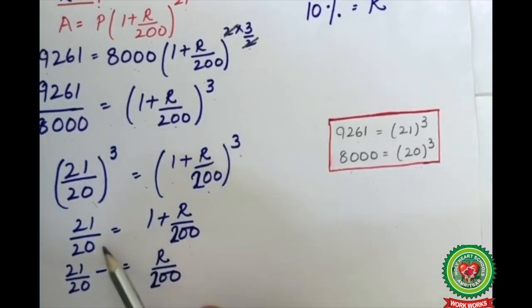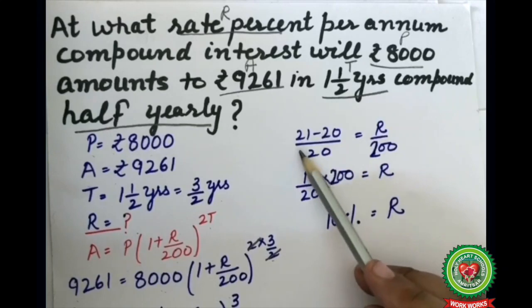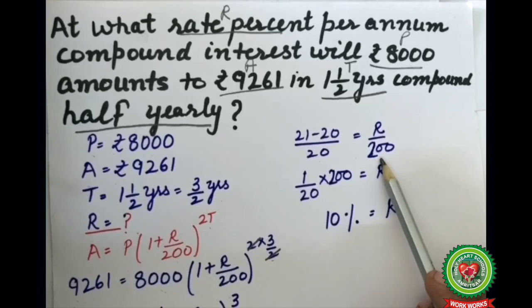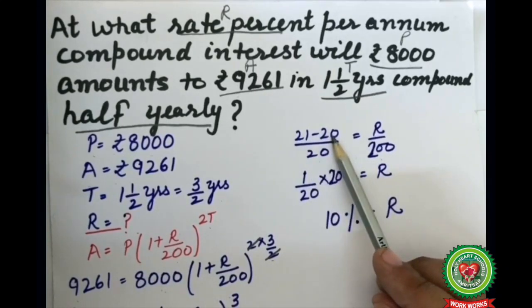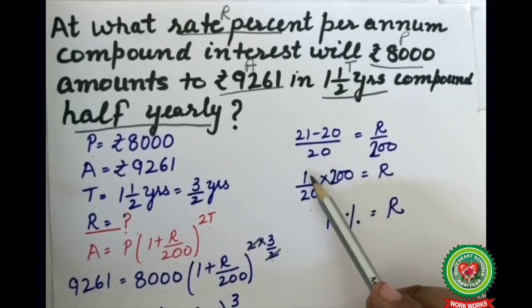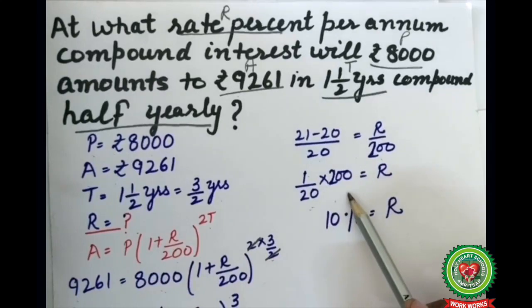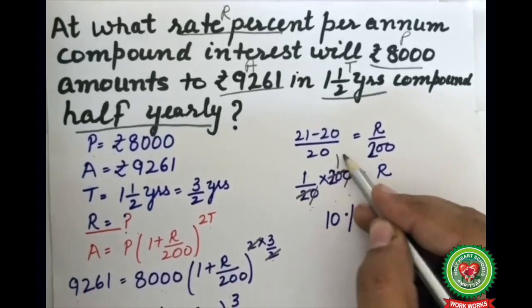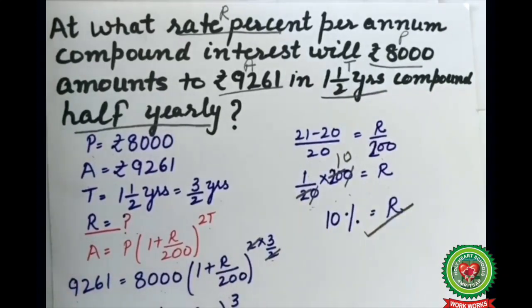Now we are going to shift this one to the other side. On shifting, we get 21 upon 20 minus 1 is equal to R upon 200. Now we have to take the LCM. After taking LCM, we get 21 minus 20 upon 20 is equal to R upon 200. So what is 21 minus 20? That is 1 upon 20. Now this 200 will be shifted to the other side. So we get 1 upon 20 multiplied by 200 is equal to R. On doing the cuttings, we get the answer of rate as 10% per annum.